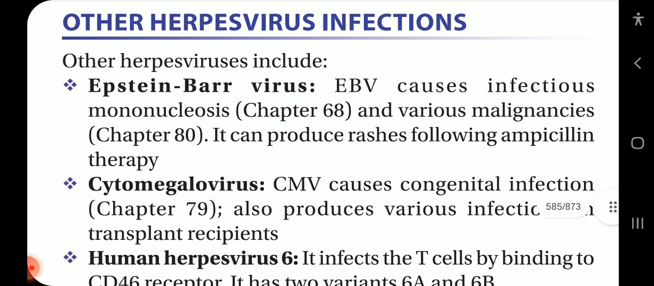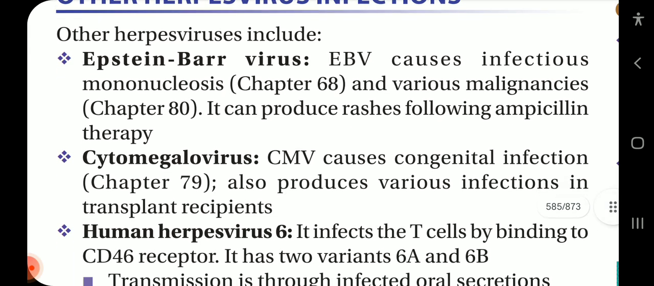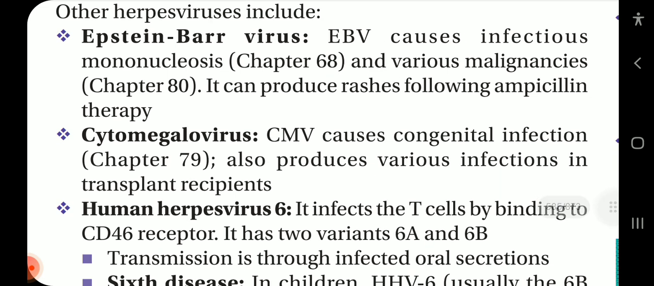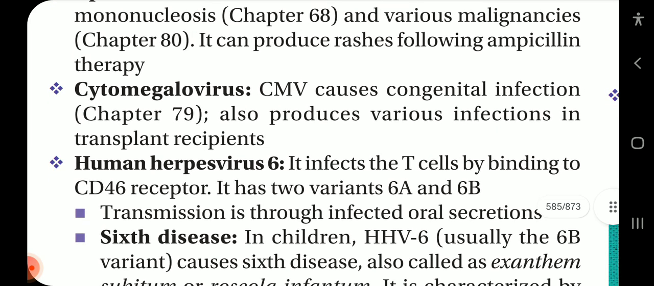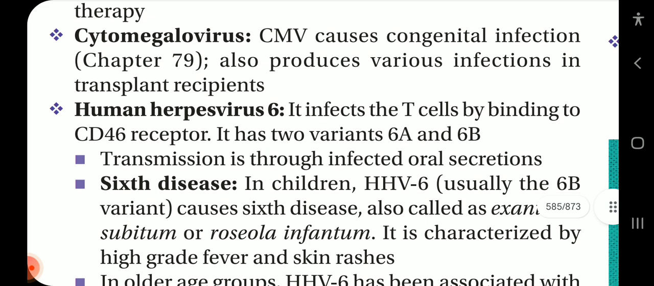Other herpes virus infections. Other herpes virus infections include Epstein-Barr virus. EBV causes infectious mononucleosis and various malignancies. It can produce rashes following ampicillin therapy. Cytomegalovirus, CMV, causes congenital infection, also produces various infections in transplant recipients.